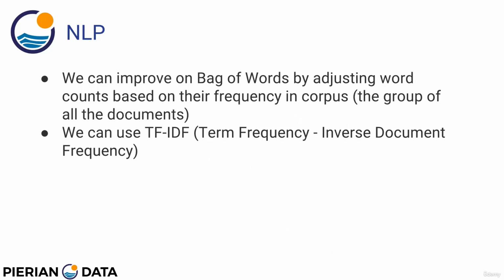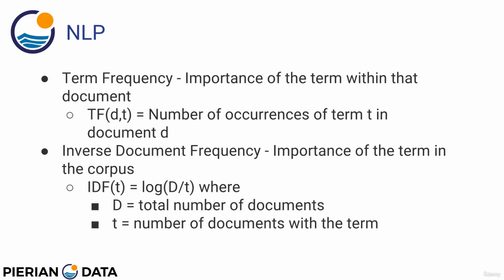We can improve on bag of words by adjusting word counts based on their frequency in the corpus, and the corpus just stands for the group of all the documents. We can use something called TF-IDF, or term frequency inverse document frequency, to do this. Let's go over some definitions.